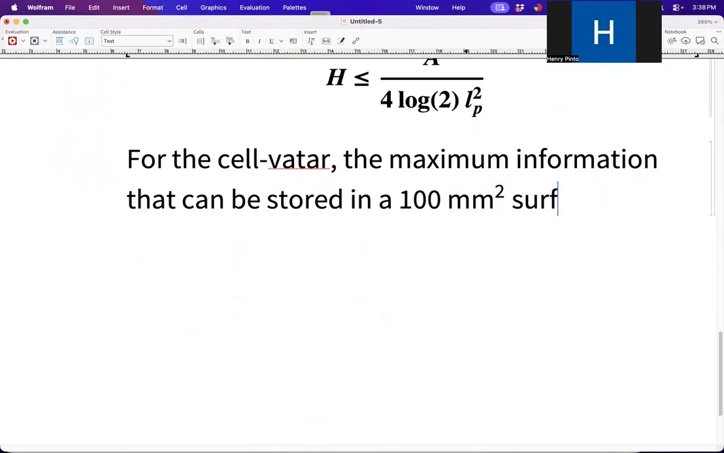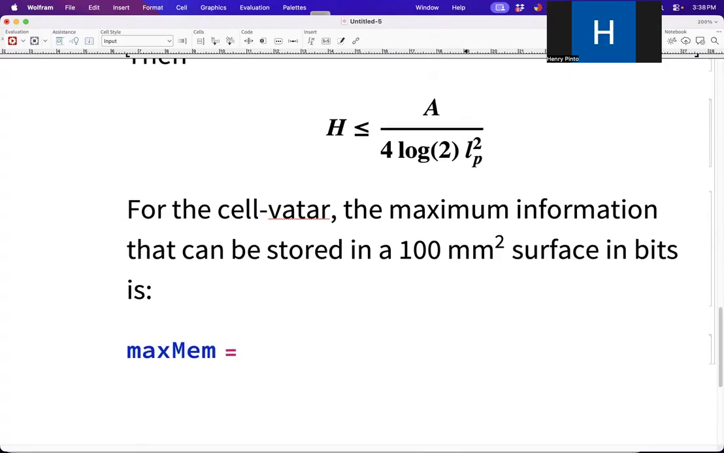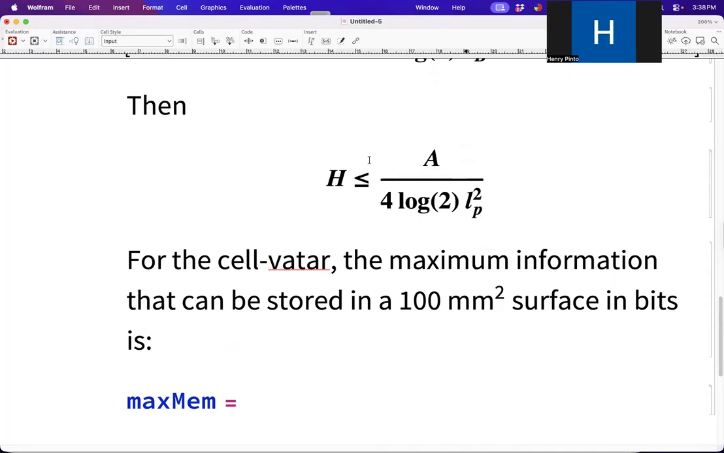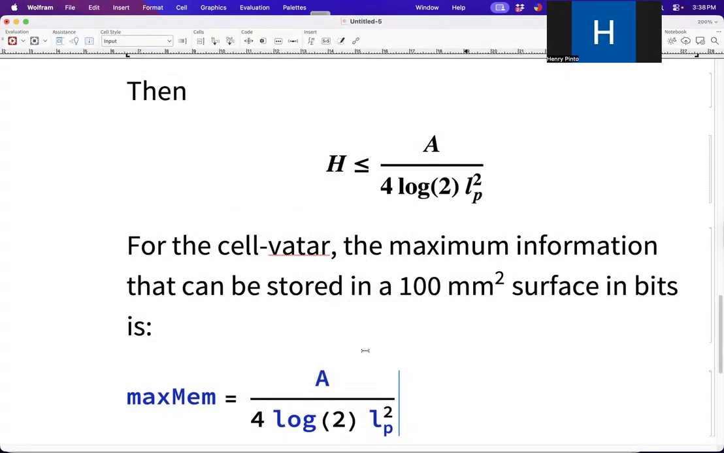So phase in bits is this, right? So I'm going to put the maximum will be equal to this. Will be equal to this. A over this. Let me see. A over this, you see?